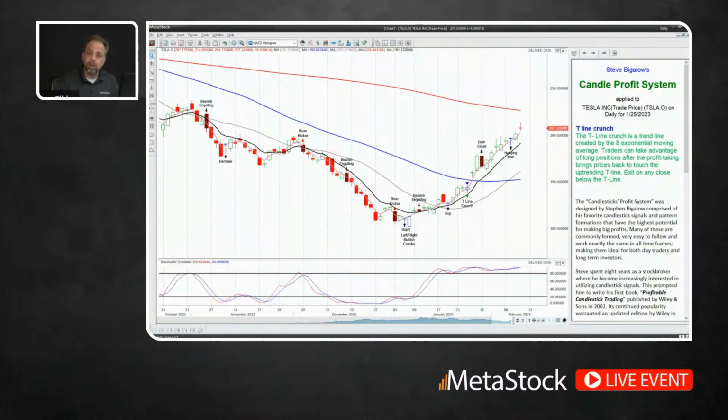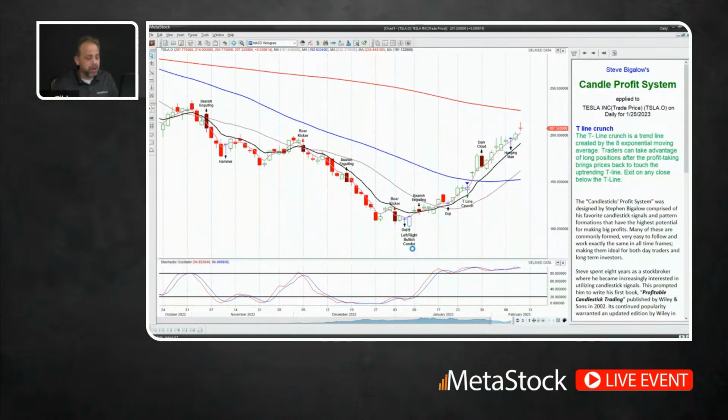Exit on any close below the T-line. So it's telling you what the pattern is, what we're looking for. It's also giving you a bit of an exit strategy. If this goes down below the T-line, you'd obviously want to go ahead and exit. This is kind of written for all of the patterns.